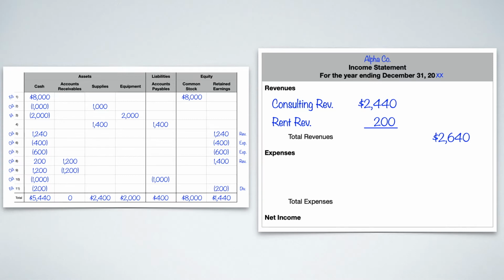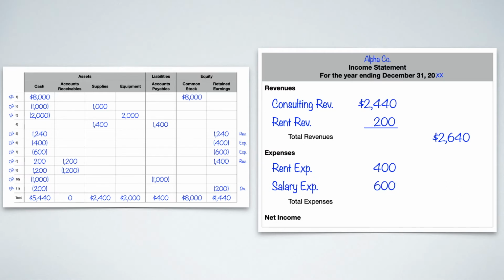Now let's go into our expenses. We had a couple types of expenses. They're the ones that have EXP next to it. That's why we did that. So in transaction 6, we had rent expense for $400. So I'm going to put rent expense, and I'm going to put $400. And then in transaction 7, we paid our employees $600 for their salaries. So I'm going to put salaries expense for $600.